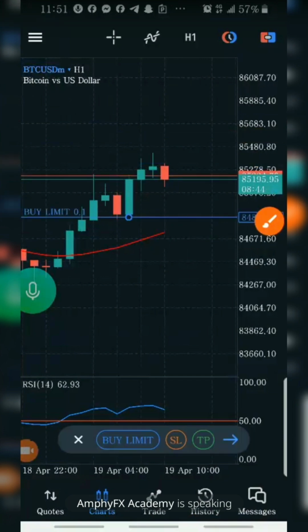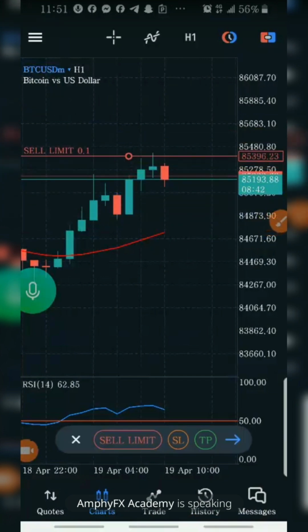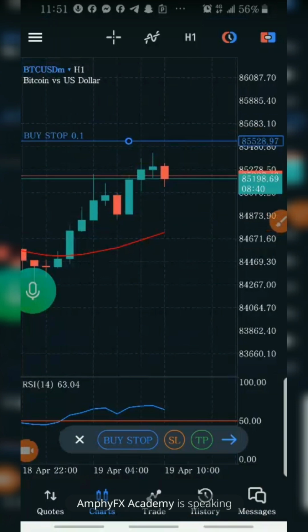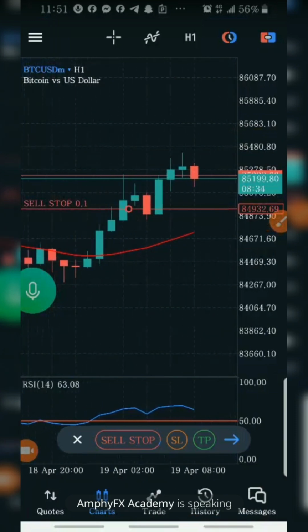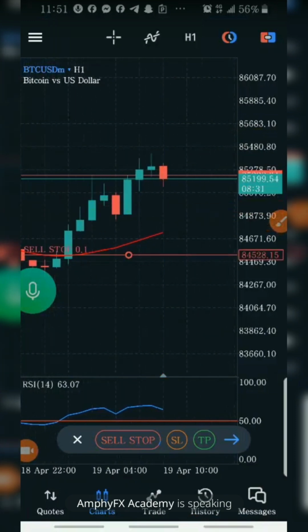Buy stop is always above, meaning what you are telling the market is: pick my order and continue to buy. But then sell stop is always below, meaning pick my order and continue to sell. So that's the difference between buy limit, sell limit, buy stop, and sell stop. These are used when you know you will not be on the charts. That's when you use them. But market execution will execute your position instantly at the current market price.